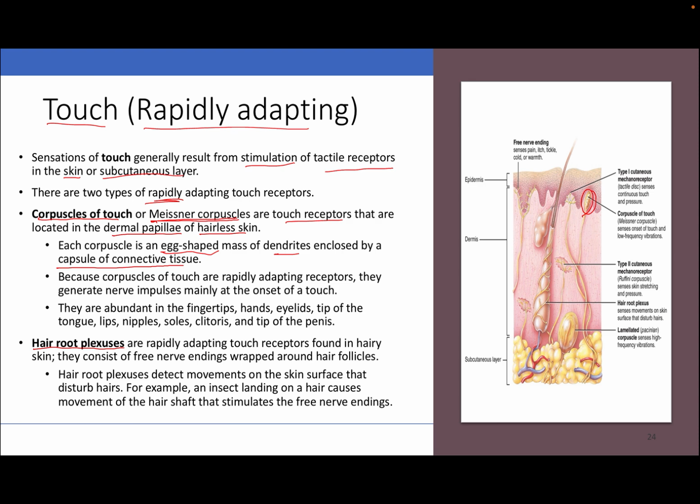Now, because these corpuscles of touch are rapidly adapting receptors, they're going to spark up a nerve impulse at the onset of stimuli, and then they're going to sort of fade, right? These are found in high densities in the fingertips, the hands, the eyelids, the tip of the tongue, the lips, the nipples, the soles, the clitoris, and the tip of the penis.